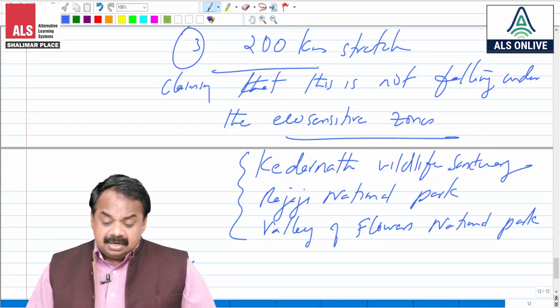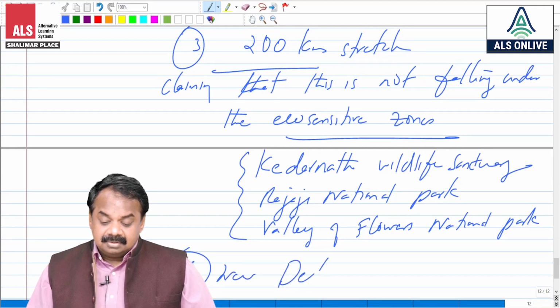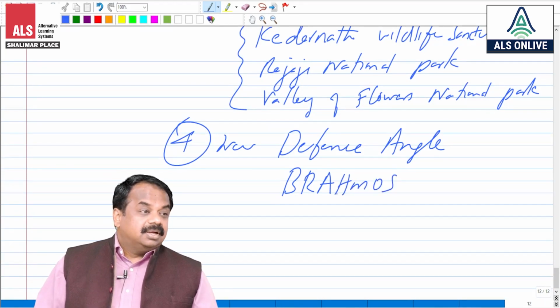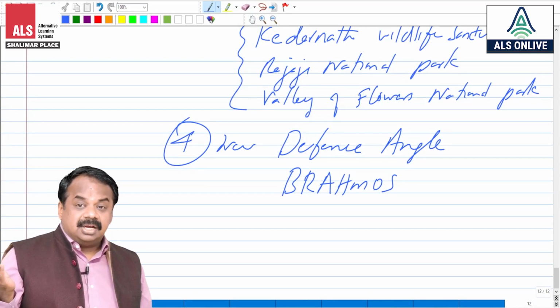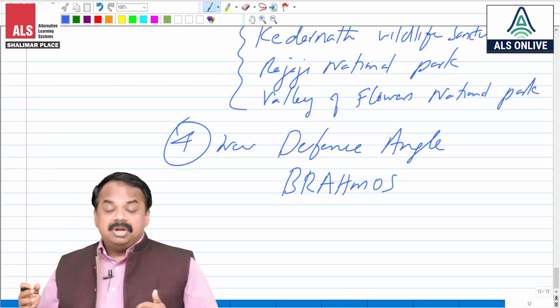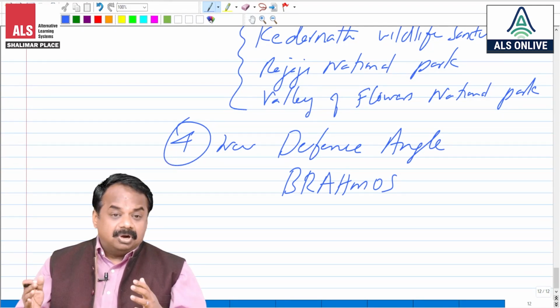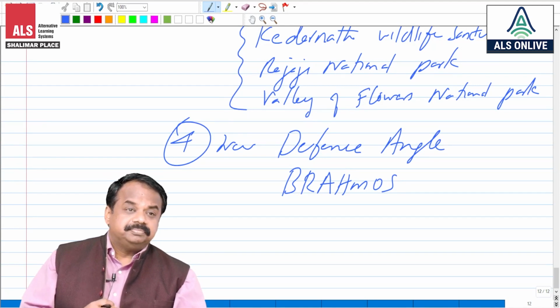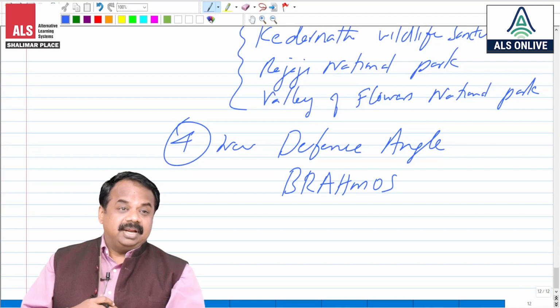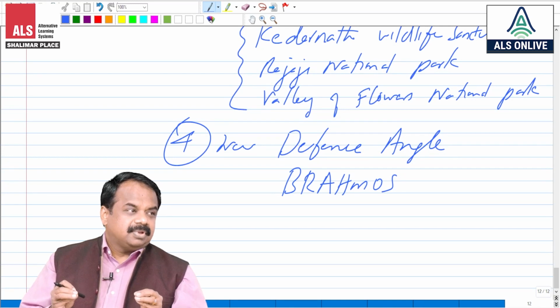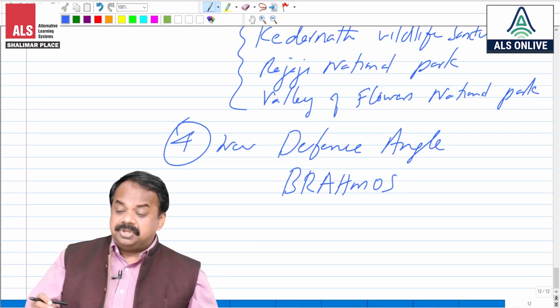Now this new defense angle, whereby they brought the BrahMos missile, nothing other than BrahMos. This is a surface to surface missile, and we never knew that we have to fire these missiles from Kedarnath, from the abodes of God, कभी पता नहीं था, so that China will get afraid. So this is pure nonsense. There is no defense angle. We never started this project in the name of defense.